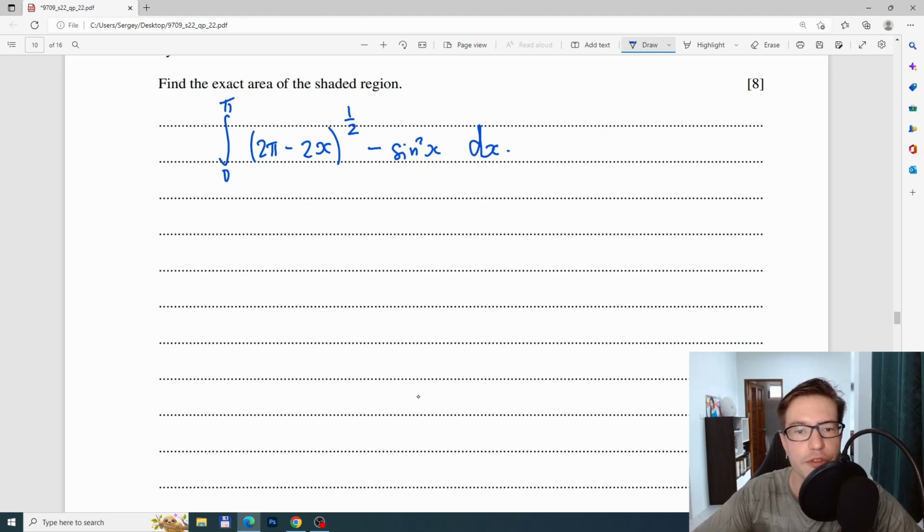Okay, to start with, we'll have to split it into two integrals, and let's start with the first one. The integral from 0 to pi of (2 pi minus 2x) to the power of 1 over 2 dx.